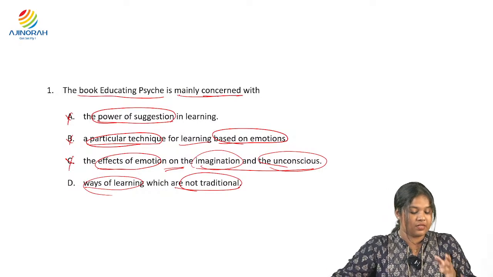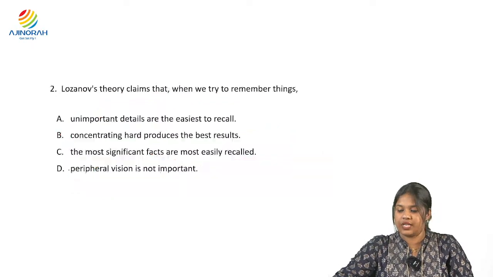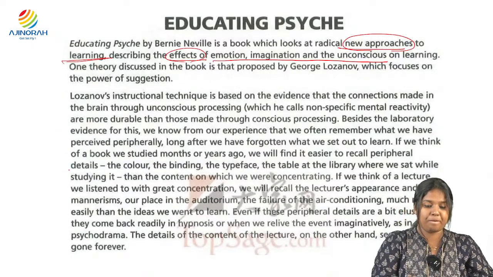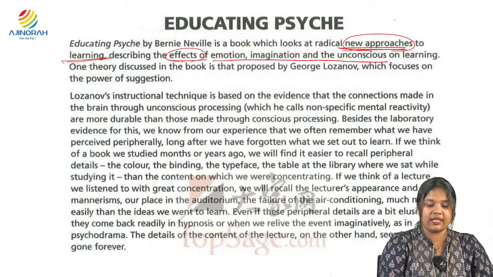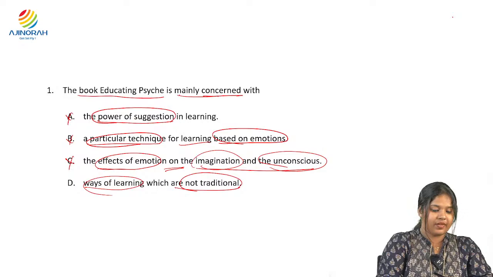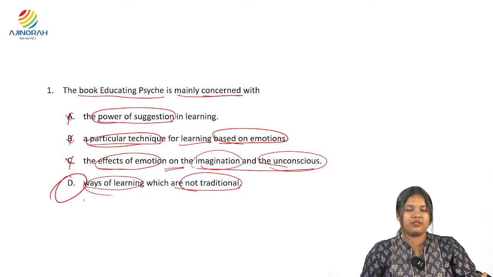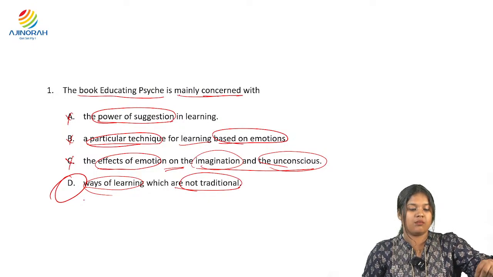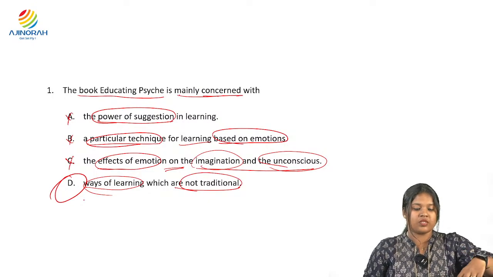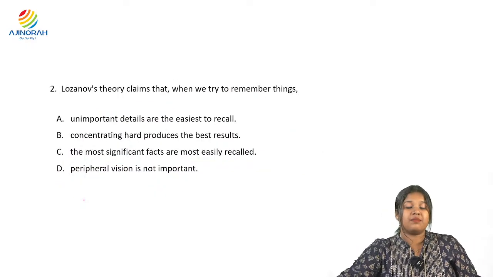We'll check whether this is suitable for the question. Ways of learning which are not traditional. New approaches, right? New approaches means not traditional. So this is the answer. Ways of learning which are not traditional is the answer for this question. This book is mainly concerned about the ways of learning which are not traditional. So that's how you find the answers to multiple choice questions.